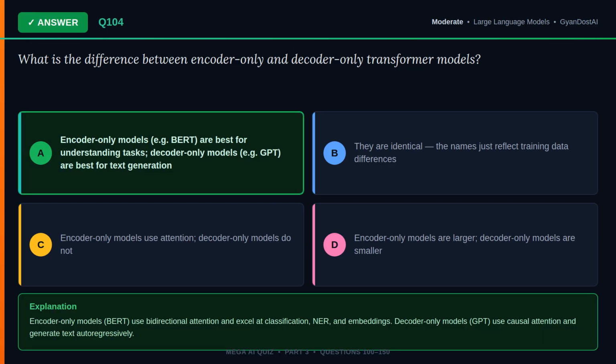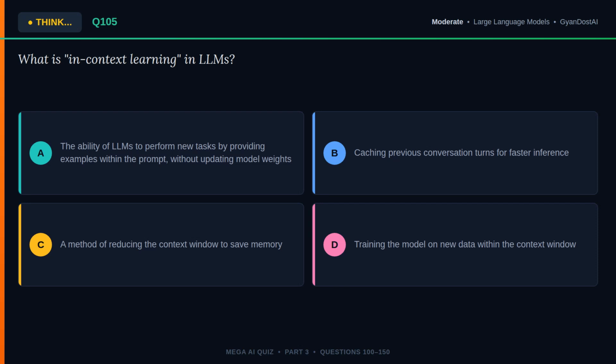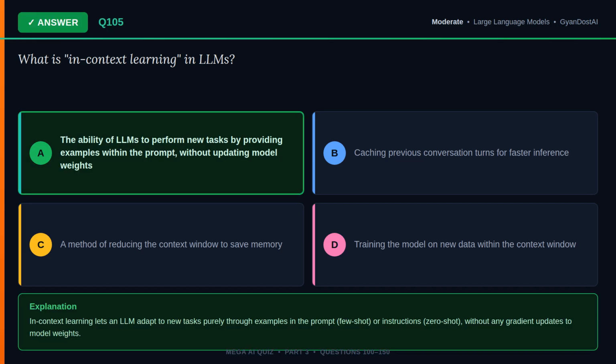Encoder-only models, e.g., BERT, are best for understanding tasks. Question 105. What is in-context learning in LLMs? Option A. The ability of LLMs to perform new tasks by providing examples within the prompt, without updating model weights. Option B. Caching previous conversation turns for faster inference. Option C. A method of reducing the context window to save memory. Option D. Training the model on new data within the context window. The correct answer is A.